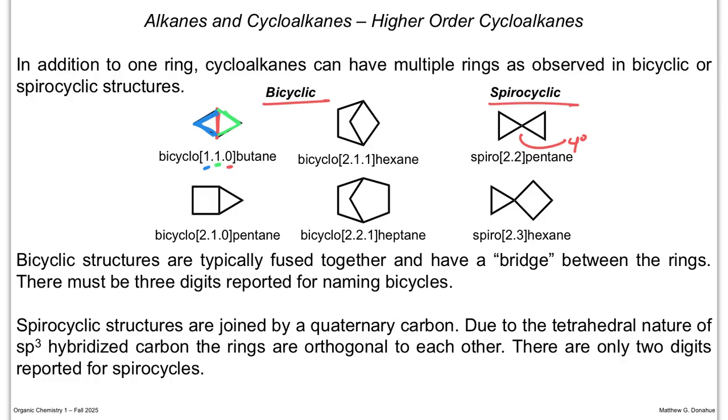And then you can kind of see the logic of the other ones as well. I'll highlight. So this bridge, we have 2. That one we have 1. And then that one we have 1. So it's just reporting the number of carbon atoms that you encounter from walking from one point of attachment to the other where the 2 rings are joined.